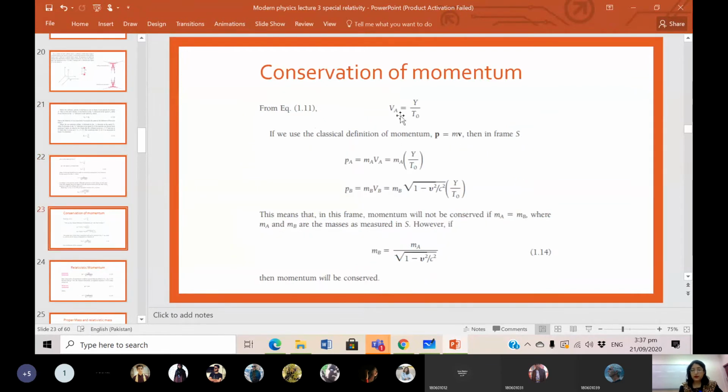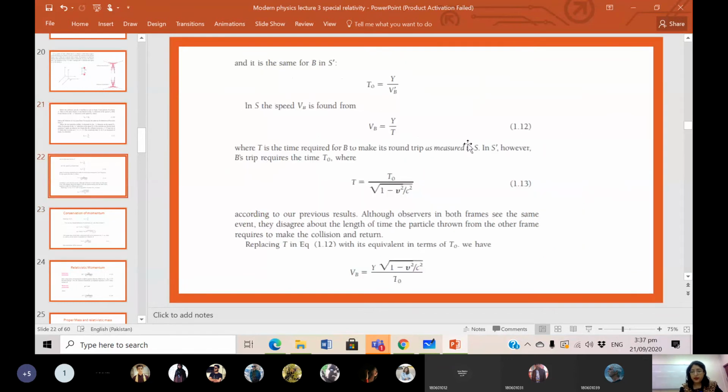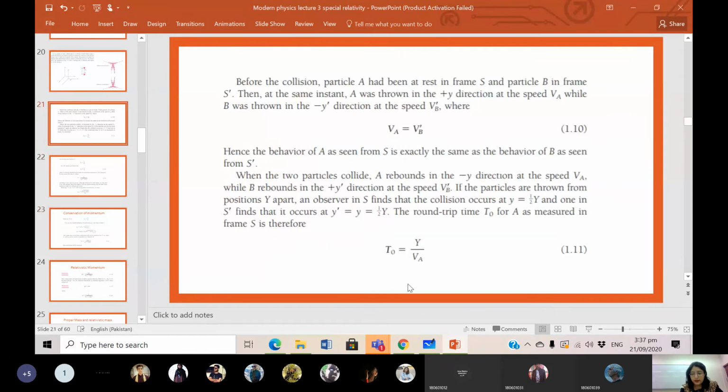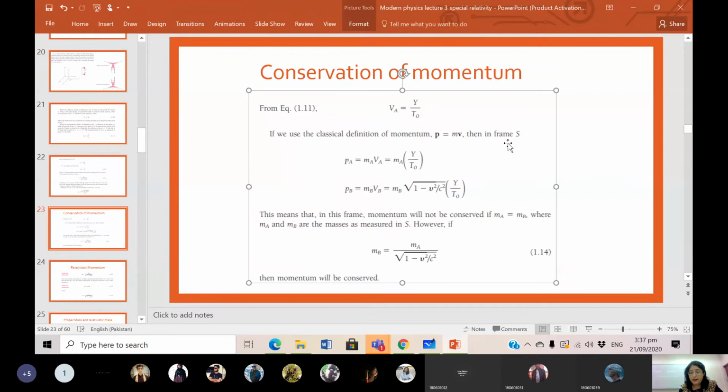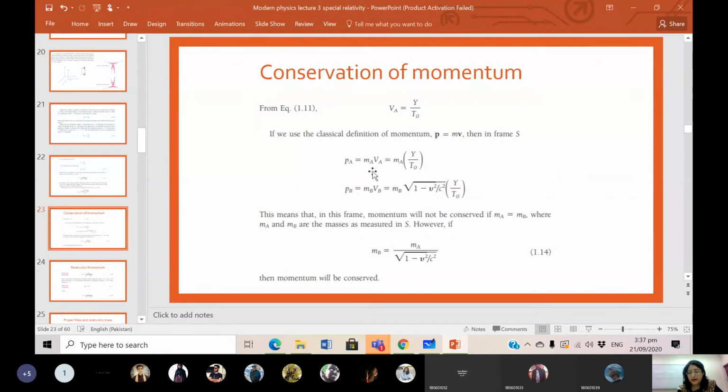Now what we want to do is, from equation 1.11, where's 1.11? This equation, okay? What can we do with this? If we use a classical definition of momentum, P is mv, then in frame S we have mass of A times velocity of A. And I did not tell you in the beginning that the masses of the particles are equal, okay? So we want to relate the masses to each other. We want an equation that relates the masses as well.